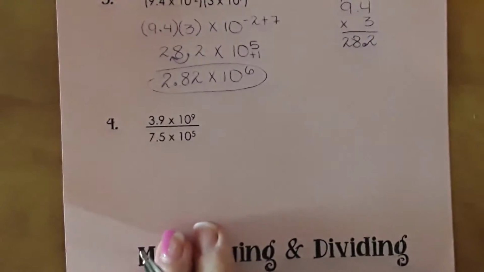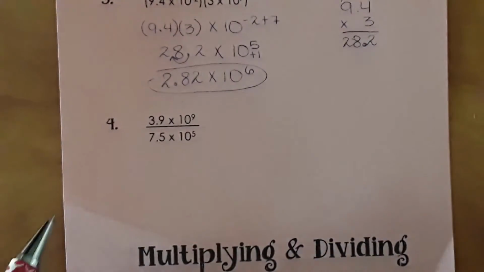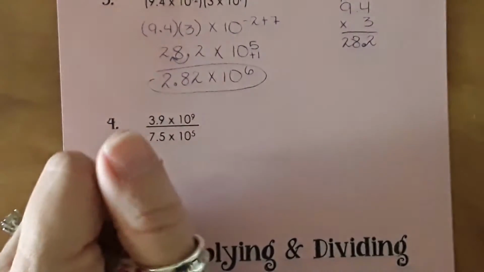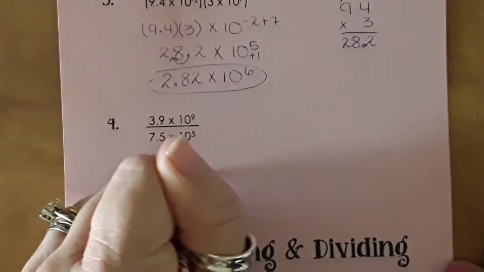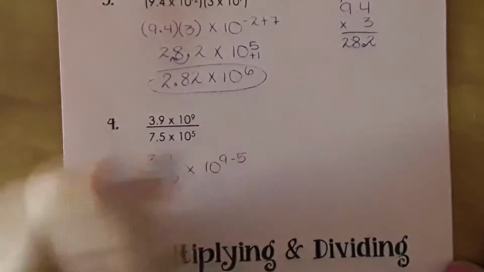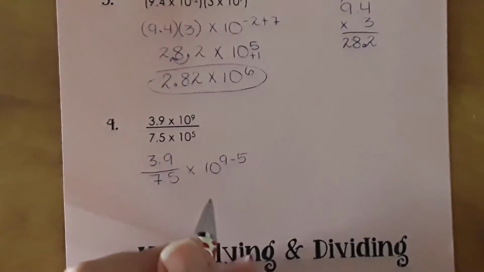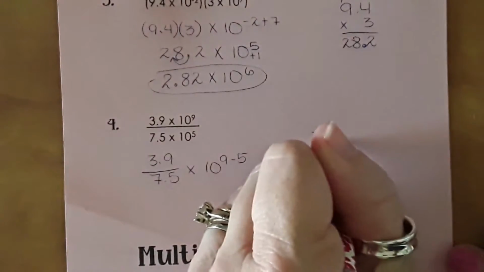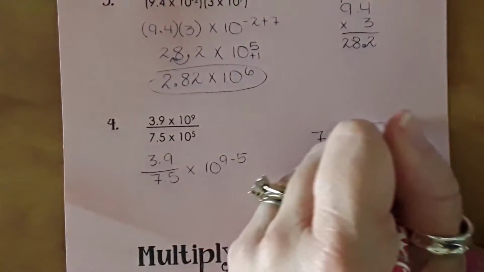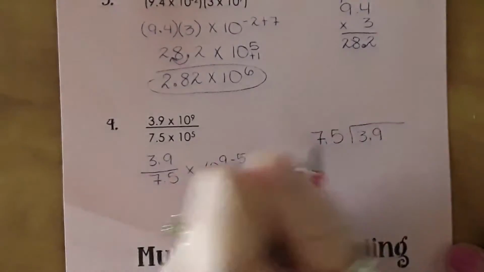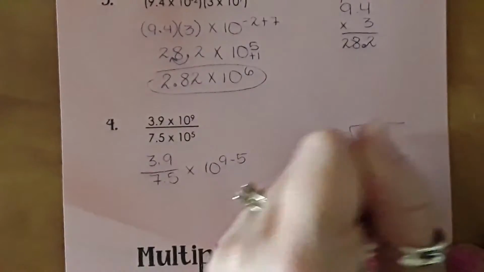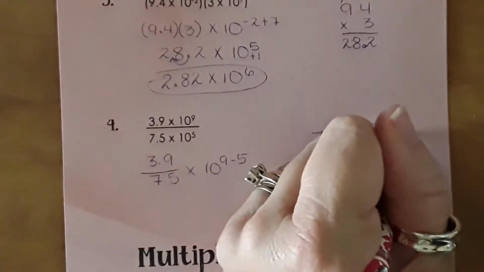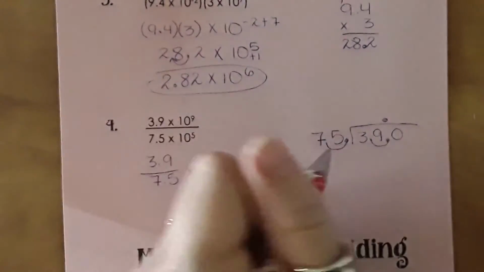All right, let's look at the last one. You have 3.9 times 10 to the 9th divided by 7.5 times 10 to the 5th. You are going to divide 3.9 by 7.5 and then subtract your exponents with division. I'm going to come over here to the right, and remember that your denominator goes on the outside, numerator on the inside. I can't divide decimals, so I'm going to move that over 1 to the right, move the same thing, 1 over to the right. I'm going to add a 0 here.